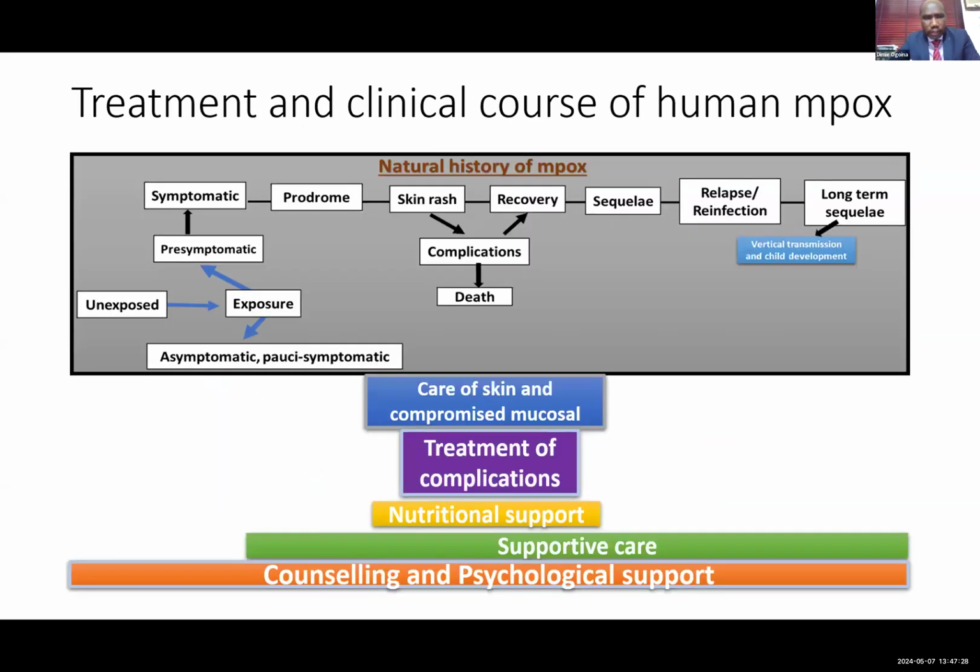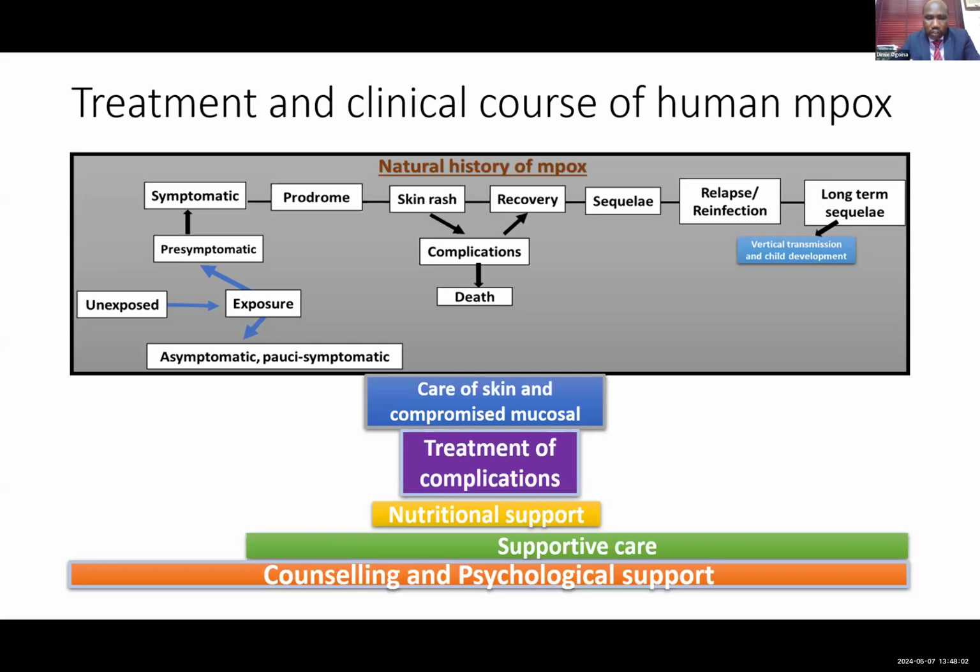Just for emphasis, this juxtaposes the various components of treatment and the natural history of mpox. I have initially explained that monkeypox, or mpox, follows a natural history to the point where you could have short-term and long-term sequelae. If you want to comprehensively manage a patient with mpox, you must start from the time of exposure. As depicted in this diagram, counseling and psychological support is expected to start even at the point of exposure.